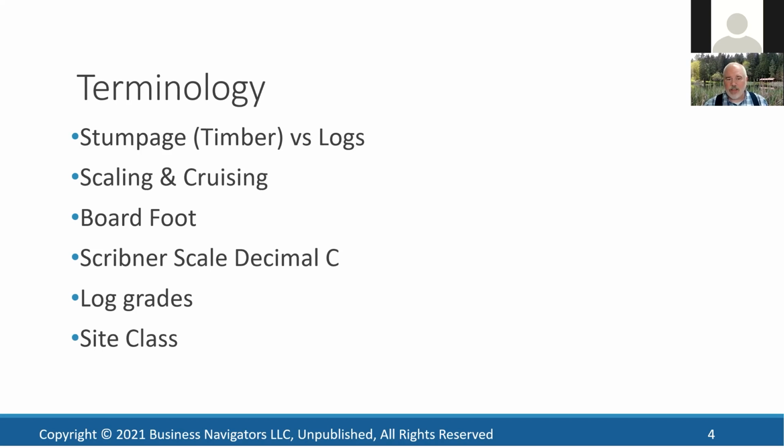The entire state, or at least the western half of the state, is classified into these site classes. Basically the site class is the measurement of how tall a Douglas fir tree will grow in 50 years or 100 years based on the productivity of the soil. And the site class drives valuation for the timberland. The higher the site, the faster the trees grow, the taller they grow, and so the land is more valuable. And for our property tax system, the higher site classes are taxed at a higher value than the lower site classes.